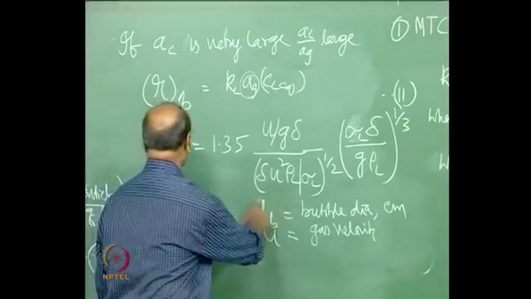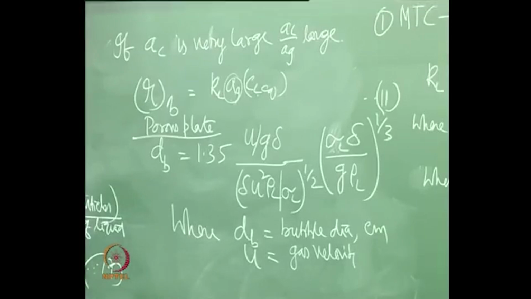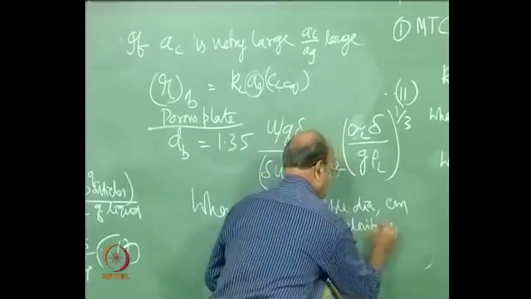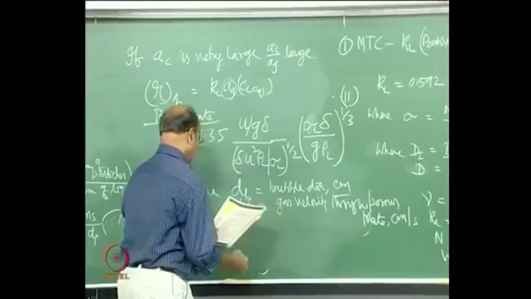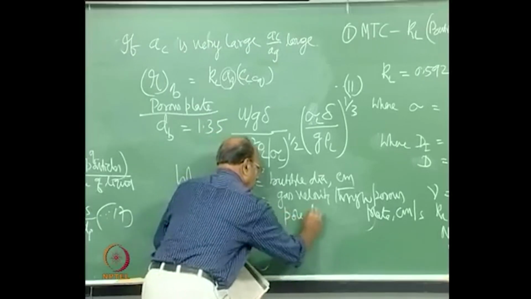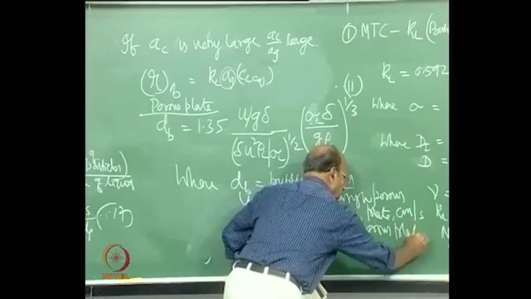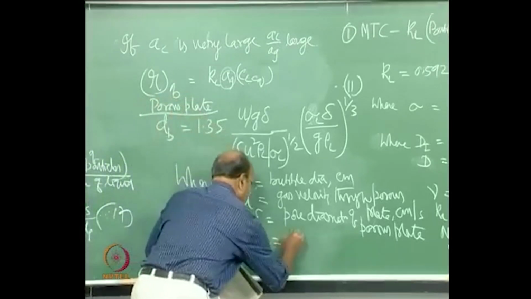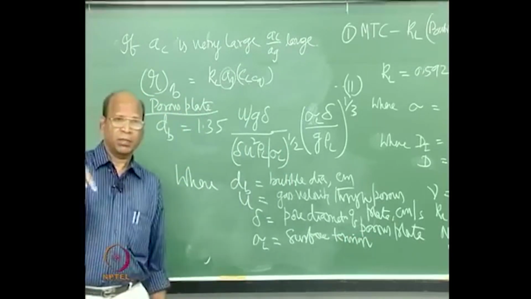This is only for a porous plate. Please remember, a porous plate is different from a perforated plate. So, if you have a perforated plate, you will have a different correlation. So, U_g is the gas velocity through the porous plate, in centimeters per second. Then we have delta, the pore diameter of the porous plate, then sigma_L here is used as surface tension, that is in ergs per centimeter.